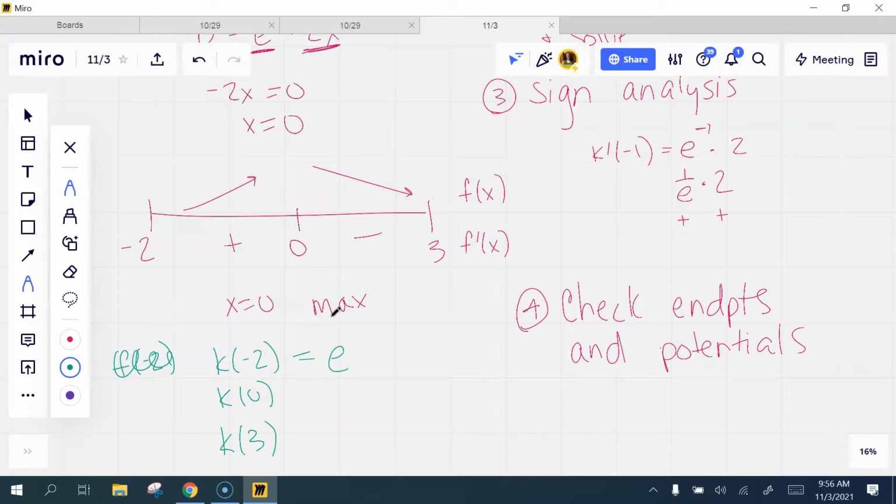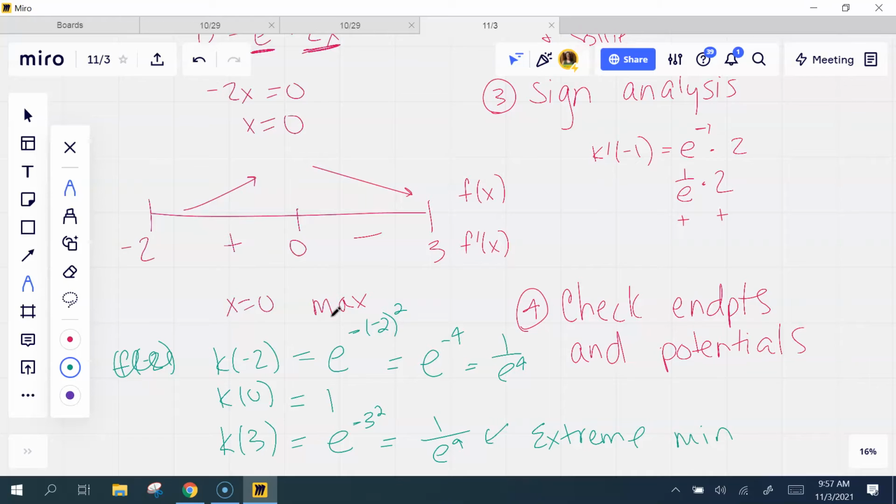So this would be e to the, keep the negative there, right? Because it's negative 2 squared, which would be e to the negative 4, or 1 over e to the 4th. For 0, just 1. And for 3, I would have e to the negative 3 squared, which would be 1 over e to the 9th. So what are you checking? I'm looking for the biggest value and the smallest value. Smallest, yeah. So this is extreme min, and then the biggest, extreme max, or absolute max, whichever you say. Absolute, yeah.